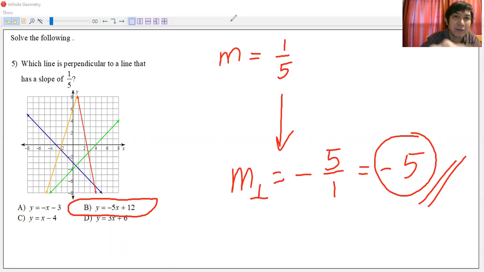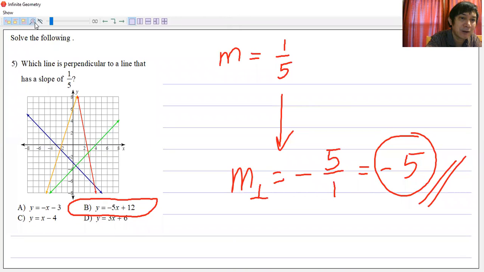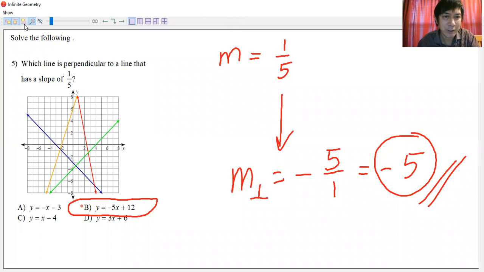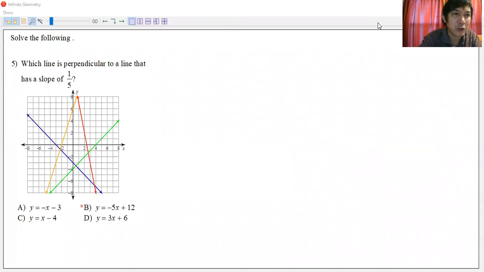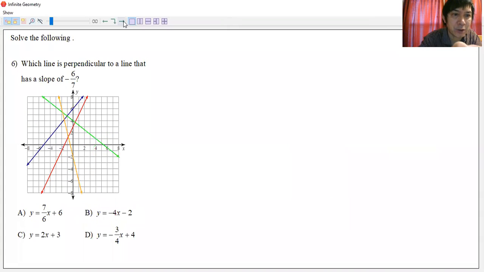And we can verify that. You can see the asterisk. That's the answer. Okay, so that's it. We shall continue with the next. Let's do number 6. Here's number 6.